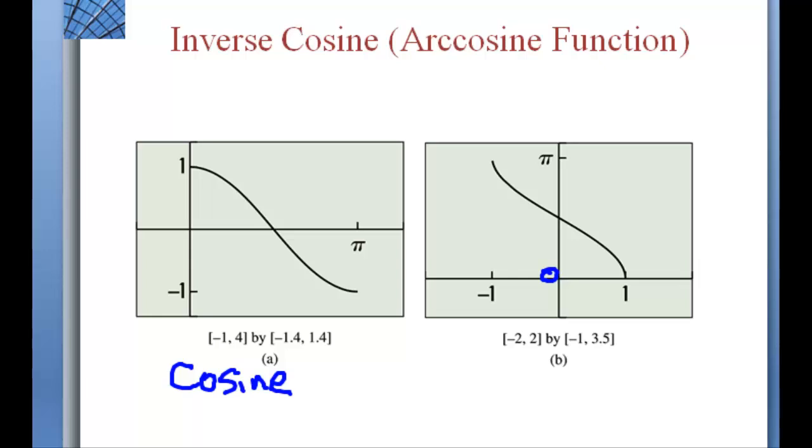Cosine oscillates between 1 and -1. Our domain will be between -1 and 1. So when we have the arc cosine, our range is between 0 and pi. And if you think of it on the unit circle, it is the top half of the circle.